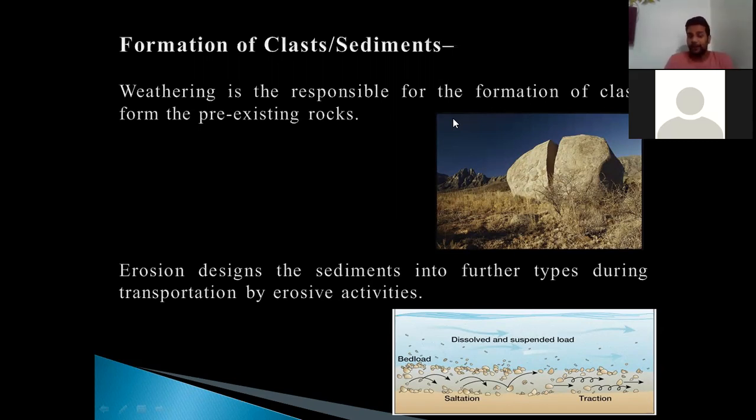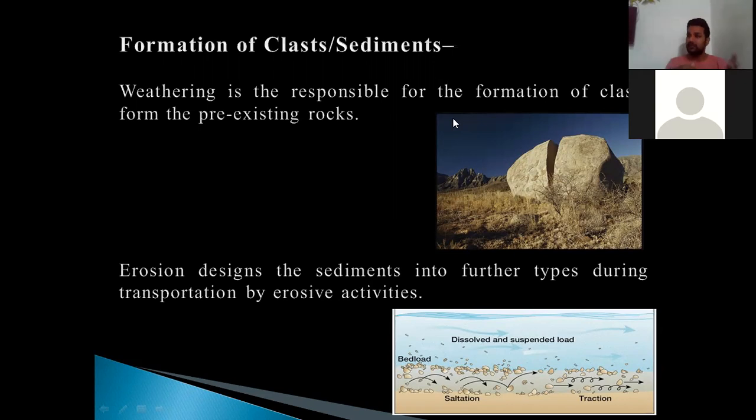The erosive processes are like abrasion and attrition, where the sediments collide with each other. The sediments collide with the bed of the surface of the earth over which the agency is flowing, and in that case they will experience erosive activities. During these erosive activities, they will again get reshaped accordingly. If the sediment is highly transported, their grain size will become smaller and smaller. If the transportation is less, then the grain size will be coarser.